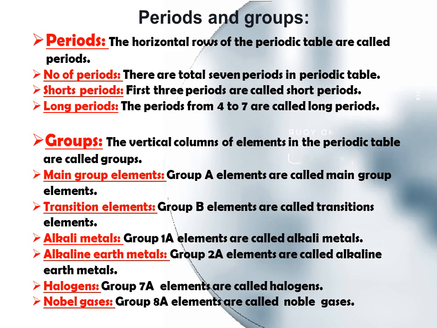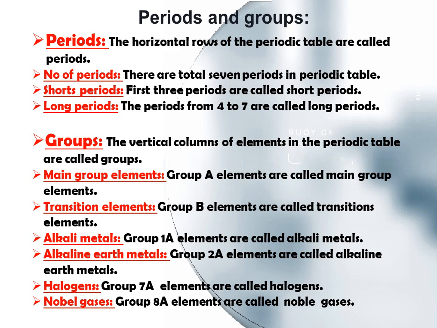Now come towards the groups in the periodic table. What are groups in the periodic table? The vertical columns of the elements in the periodic table are called groups. Now the groups are further divided into two main types: main group elements and transition elements. Group A elements are called main group elements, and there are 8 groups of main group elements. And group B elements are called transition elements, but transition elements are not included in your syllabus, so you will learn about transition metals in your higher classes.